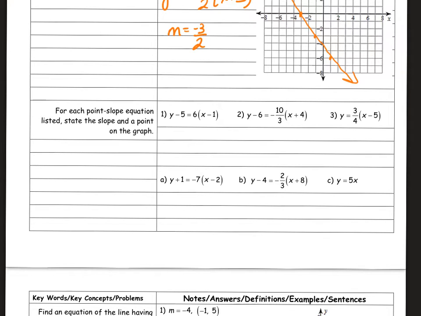Well, I do know that my slope, well, let's write point slope form again. So this is y minus y1 equals m times x minus x1, right? So I know that this is my slope, okay? And this is y1.